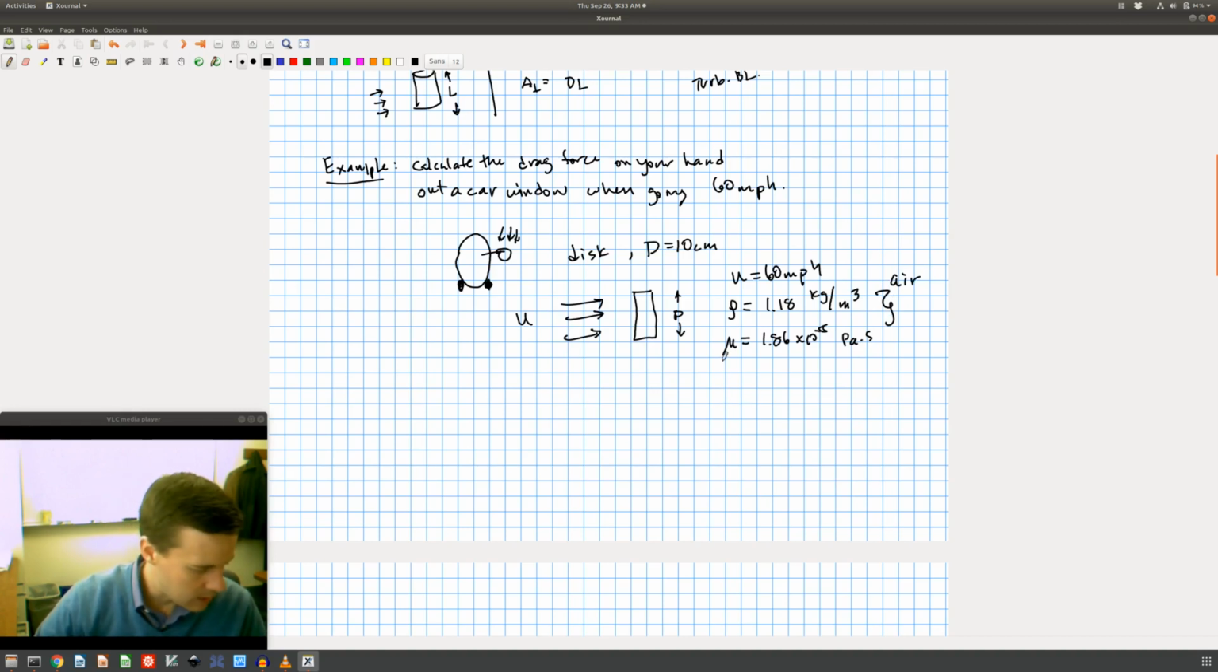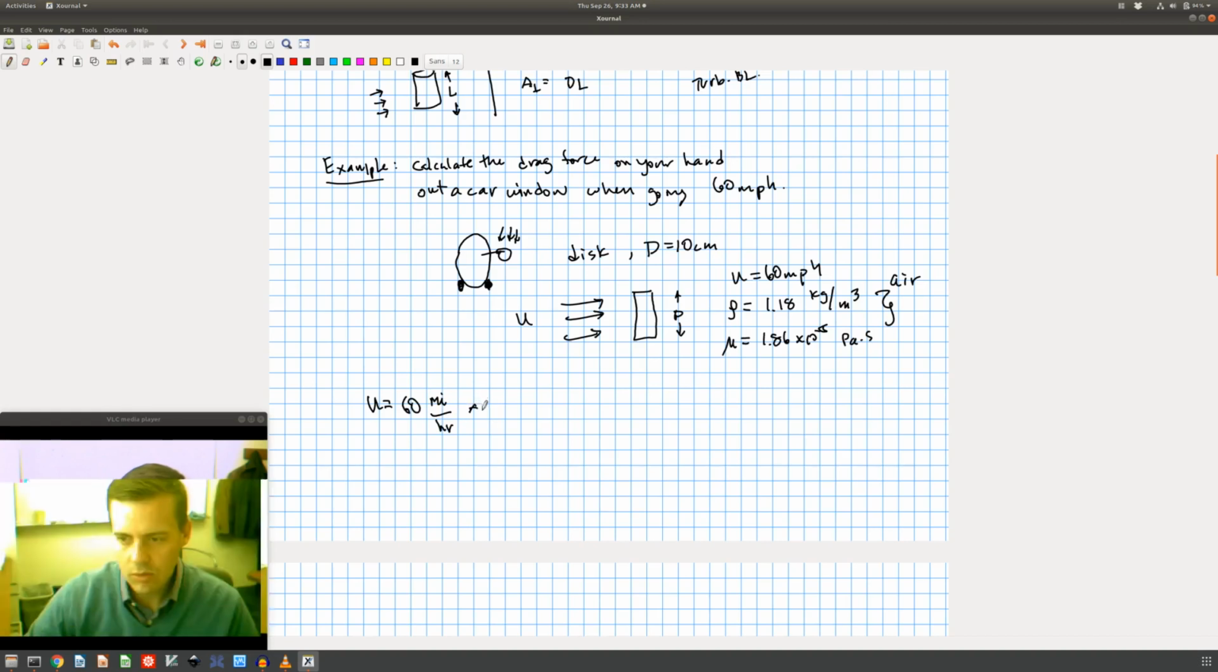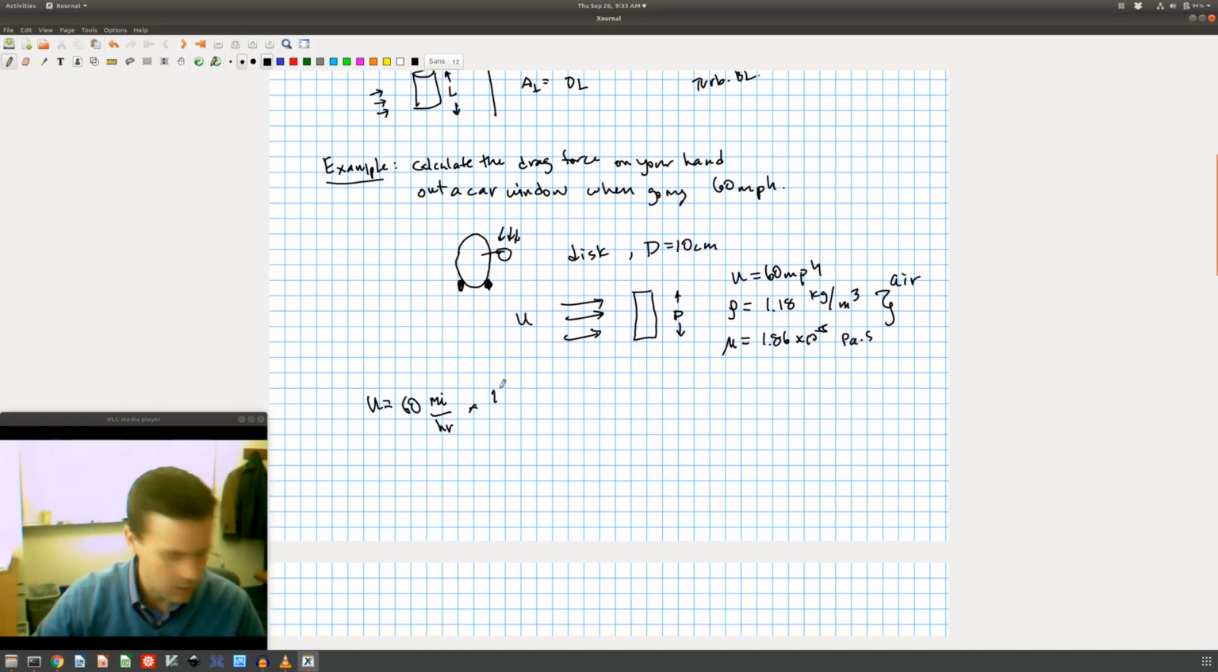All right, so I'm going to do some quick calculations. I want to convert U, 60 miles per hour, into meters per second. My unit conversion is 1609 meters per mile, and of course there are 3600 seconds in an hour. Looking at my sheet to do the calculation, this is 26.82 meters per second.